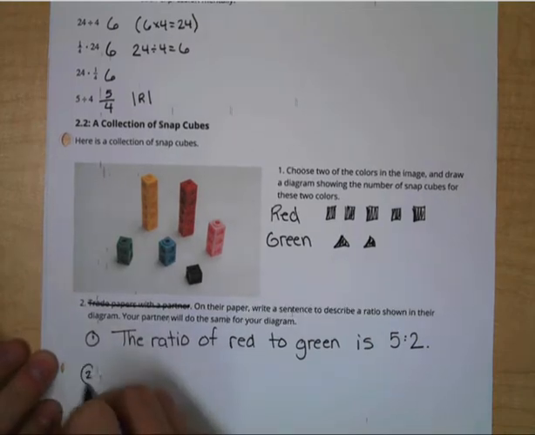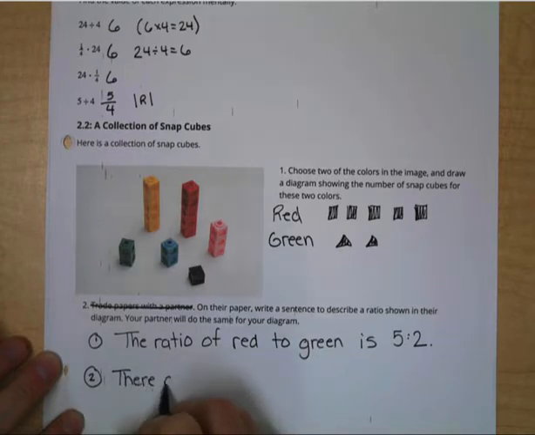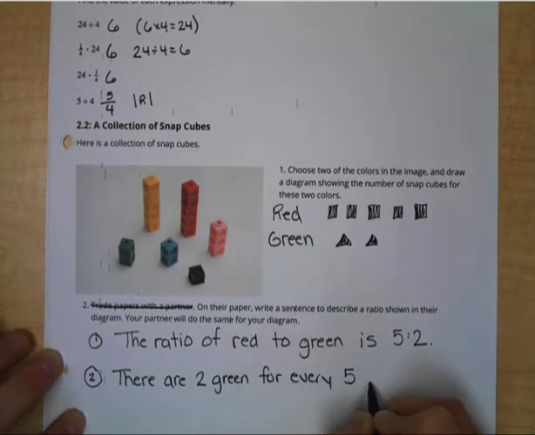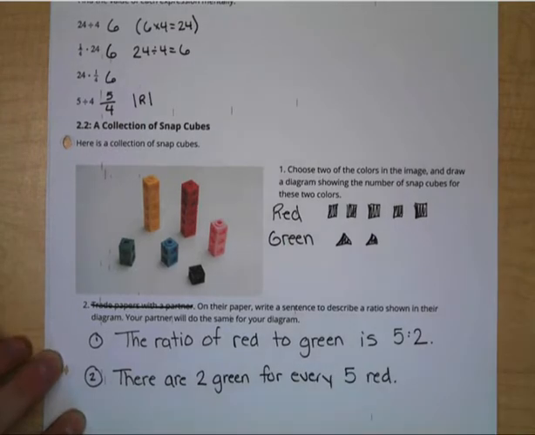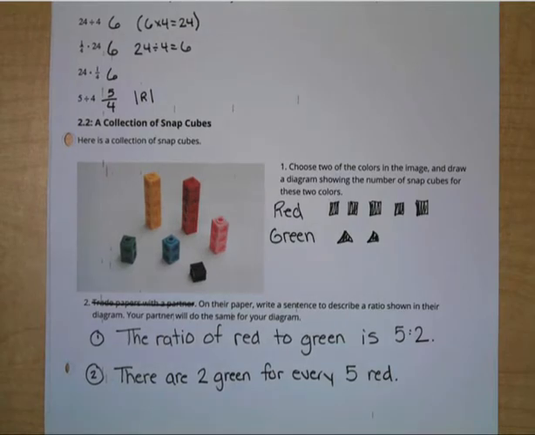We could also write there are 2 green for every 5 red. And remember, we can always flip-flop the colors in different orders, and there are a whole bunch of different ratios we could write. Those are just 2 good examples. When you are ready, you can flip the page.